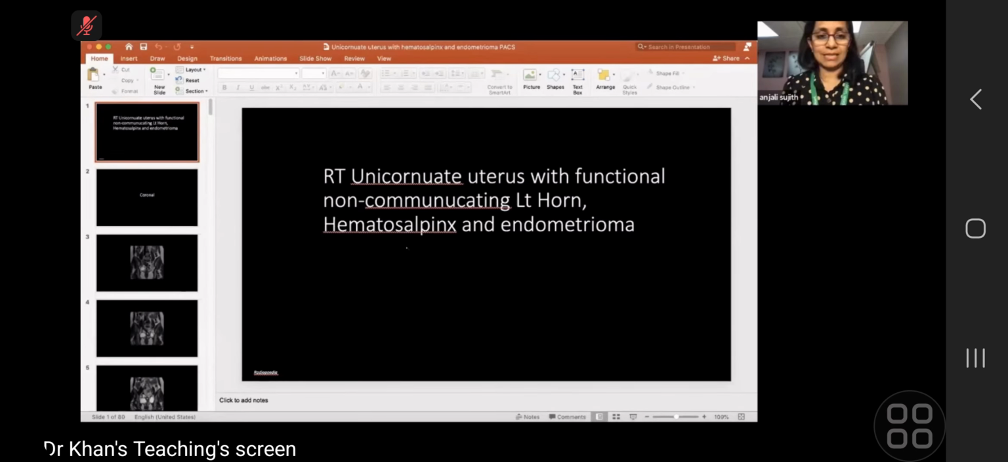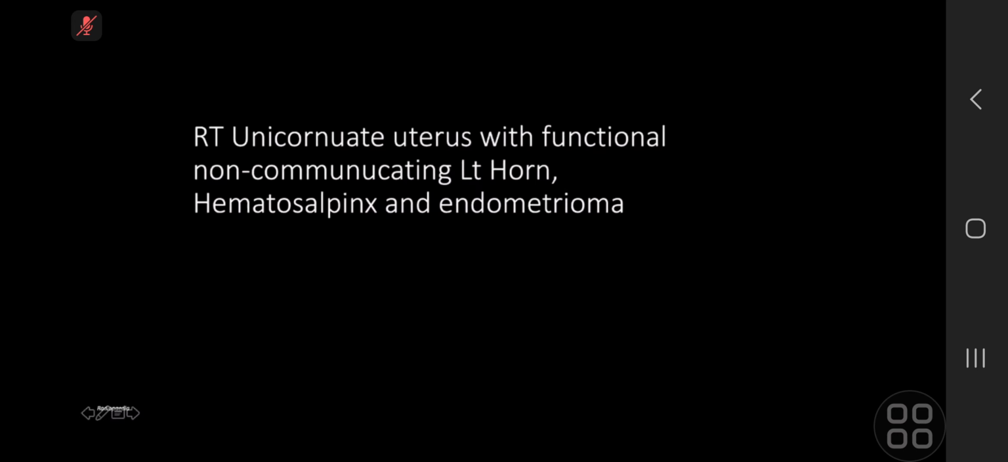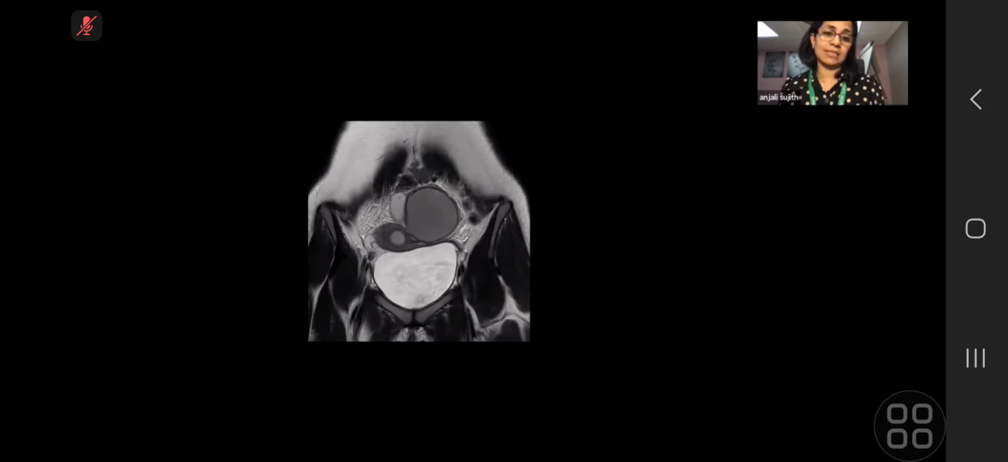Can you see the slide saying right unicornuate uterus? Yes, I can. So now it's in the PACS model. We are looking at the coronal. You focus only on the uterus for the time. You can see as the uterus goes and as the uterine cavity finishes, a second uterine cavity appears. Now I'm coming back down again.